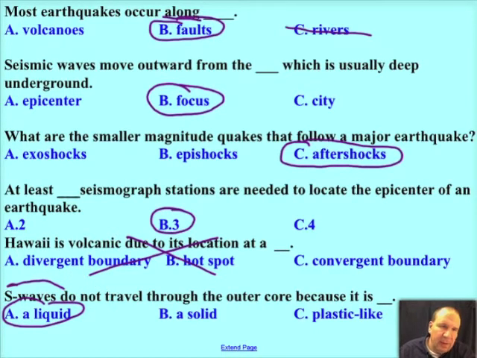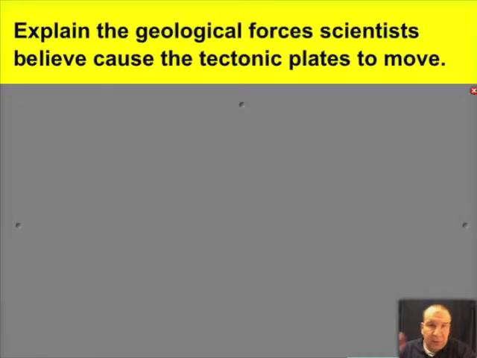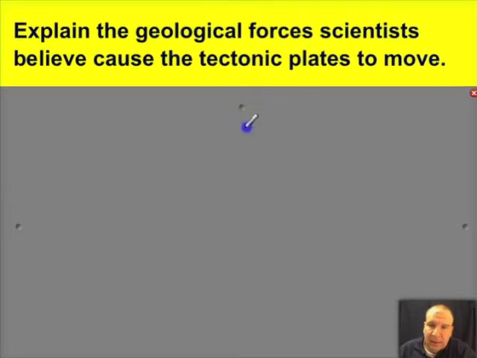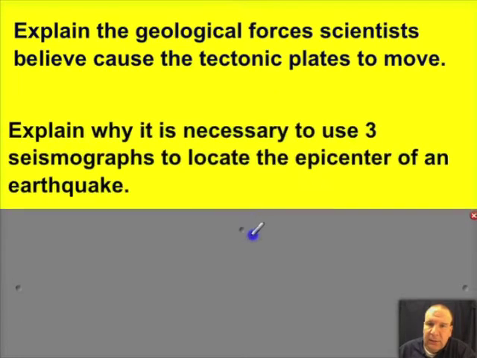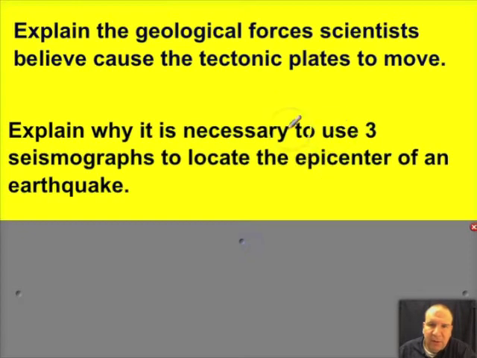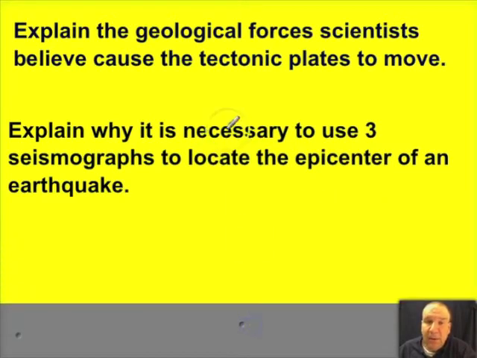So let's move to the next page and see where we're at. Now, there is going to be one short answer question on this part of the test, and it's right here. Explain why it's necessary to use 3 seismographs to locate the epicenter of an earthquake. That's not going to be on this part of the test, but you should be able to explain this one. But how about this one? Explain the geological forces scientists believe cause plate tectonics to move. And this is where you need to talk about the convection currents. Remember we talked about those?